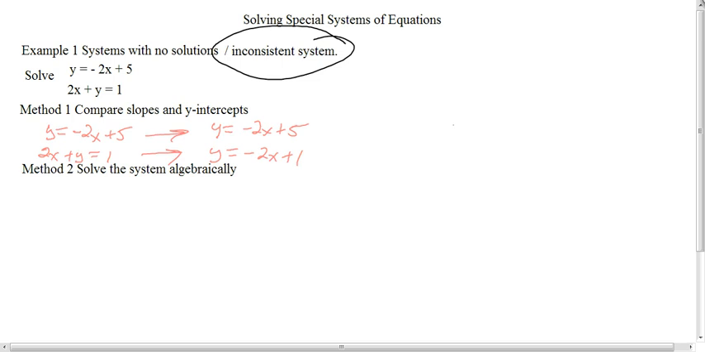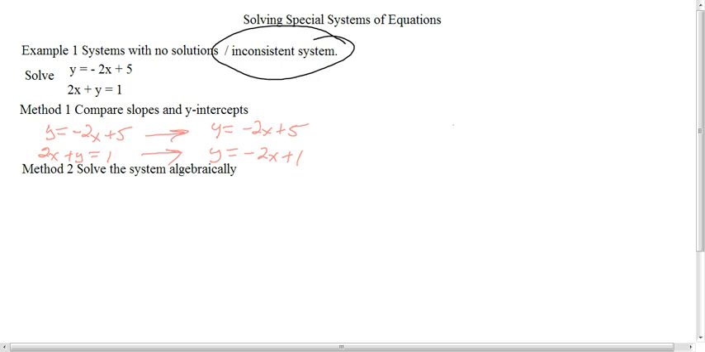Pretty simple, isn't it? Okay, so let's take a look at method 2. Method 2 says we need to solve the system algebraically. What we mean by algebraically is we're talking about substitution and elimination.